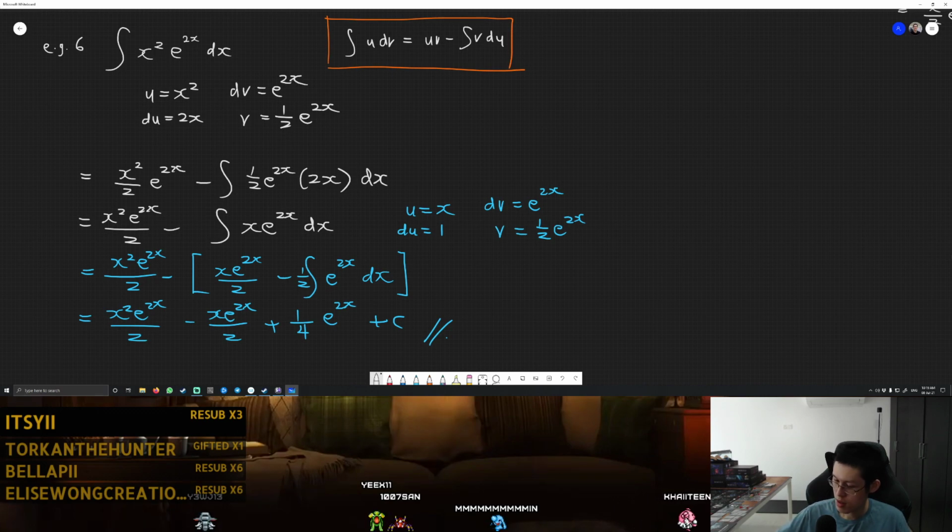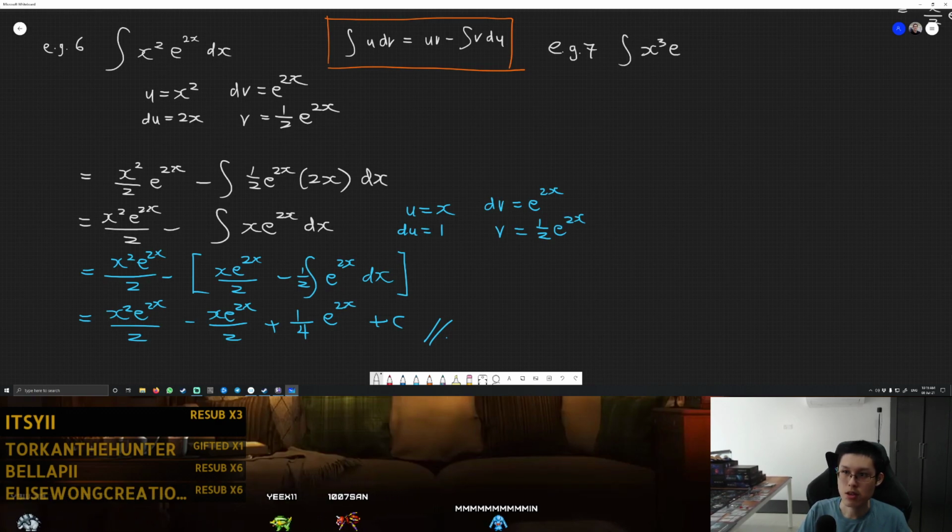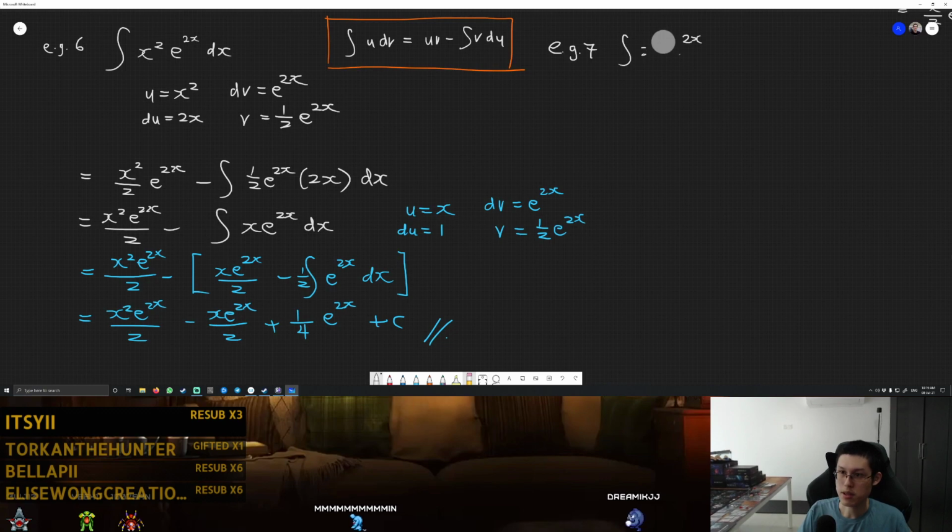Okay? What if you have to integrate x cubed e^(2x)? Then you have to do triple integration by parts. So hopefully you can see the pattern here. I'm not going to do that because it's super tedious. Okay. All right, so moving on.